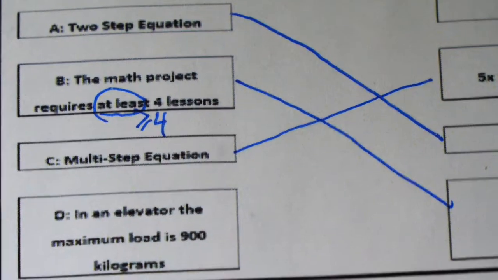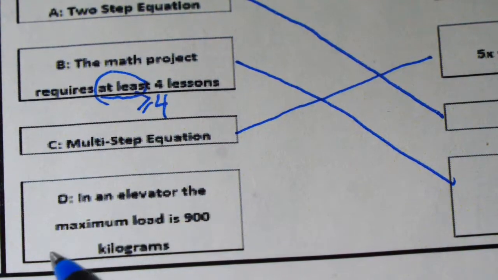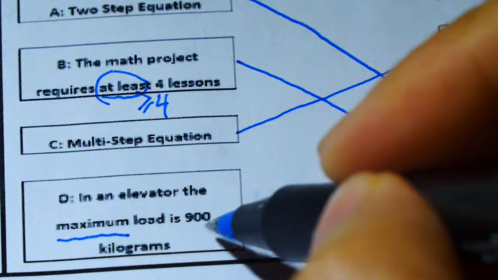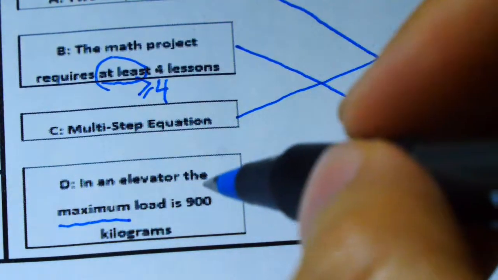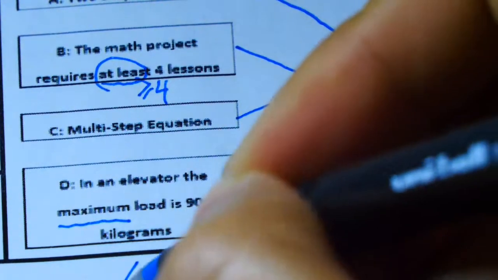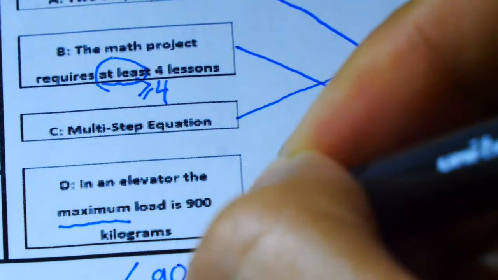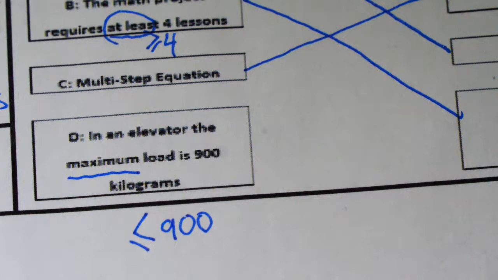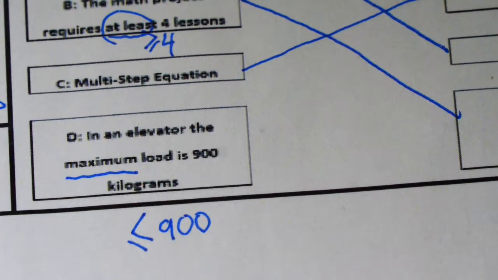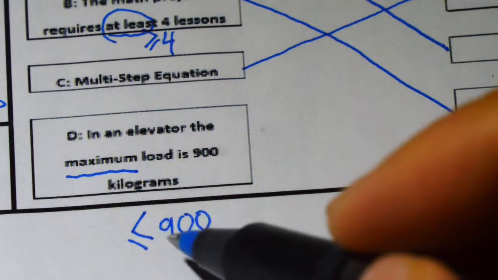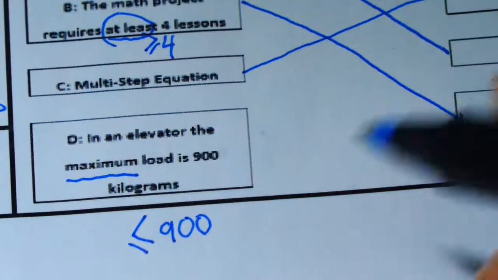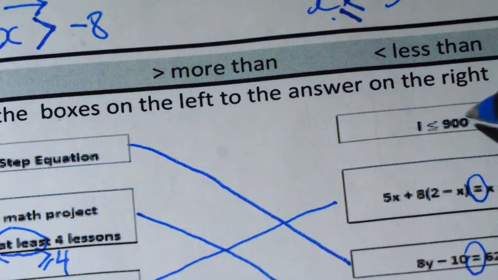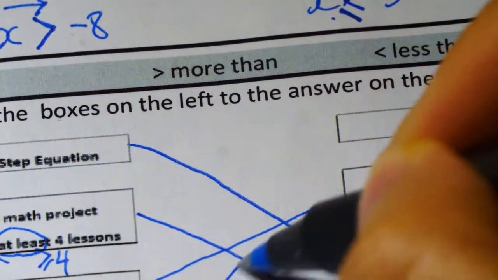And the last one, in an elevator, the maximum load, the most is 900 kilograms. It cannot be more. It must be less than or equal to 900. You can be 898, 899, and 900 kilograms, but not more. The maximum is 900. So less than or equal to 900. And that's what we have here. So the answer is this one.